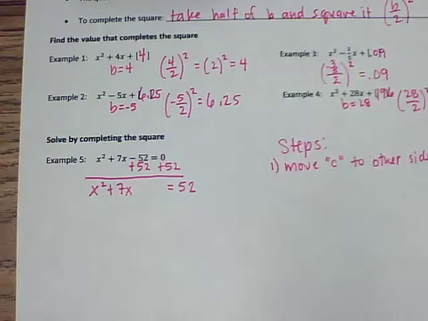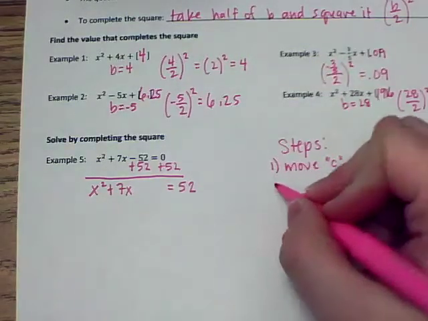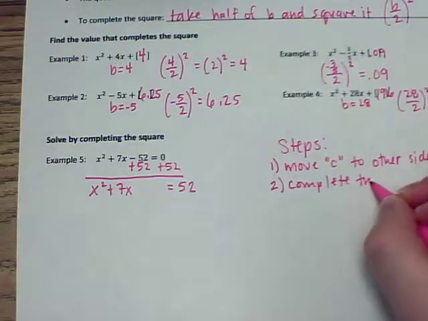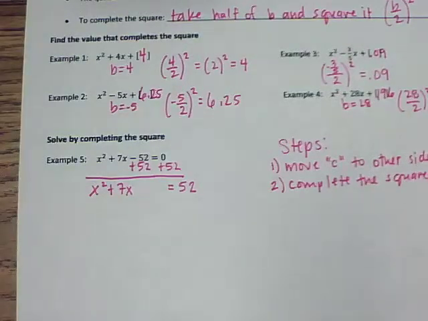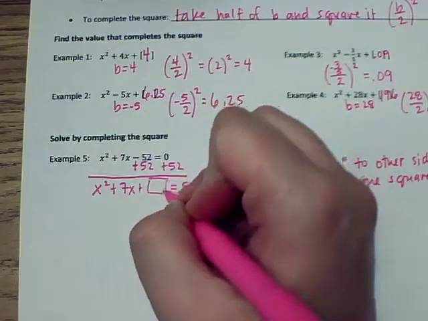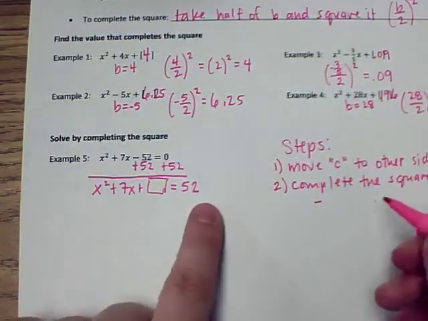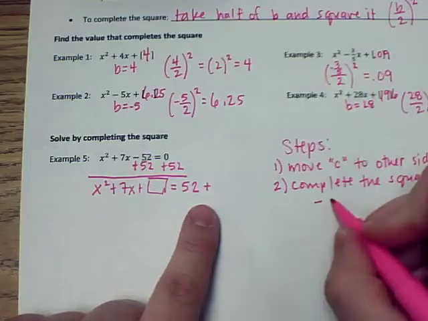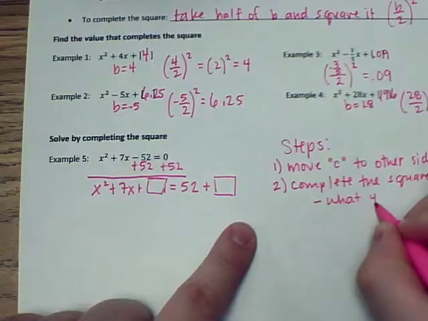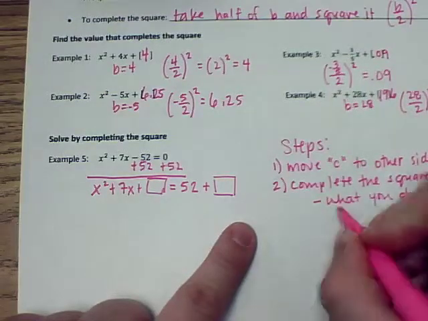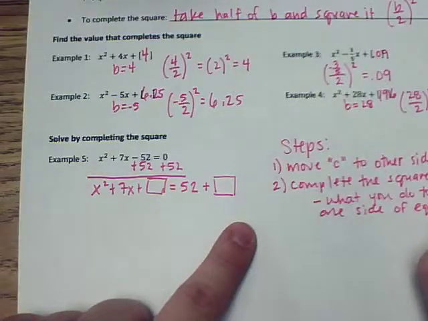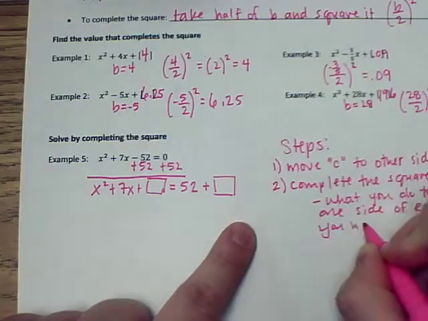Alright, so this is where our previous examples will come into play. So what we're going to do is we're going to complete the square. And when we do that, so I'm going to figure out what goes here. When we do that, in order to keep our equation balanced, we have to add it to the other side as well. So this is what you do to one side of the equation, you have to do to the other.